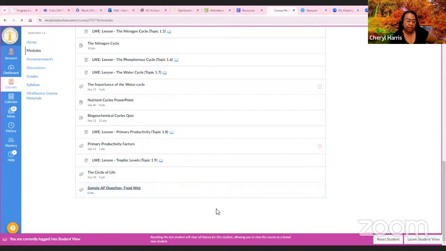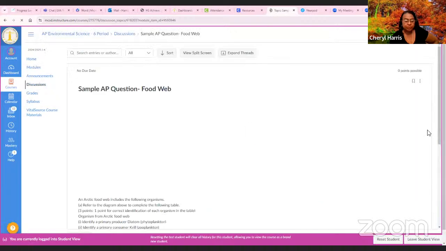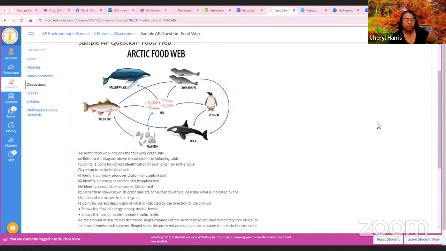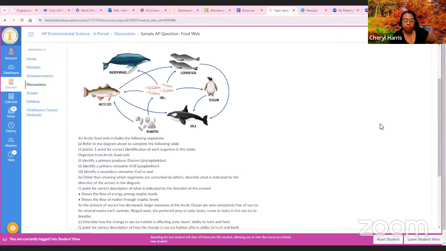There's a sample AP question. I want you to look at that. Those are the two activities today, the discussion question and a sample AP question. And yes, this is being graded as well.